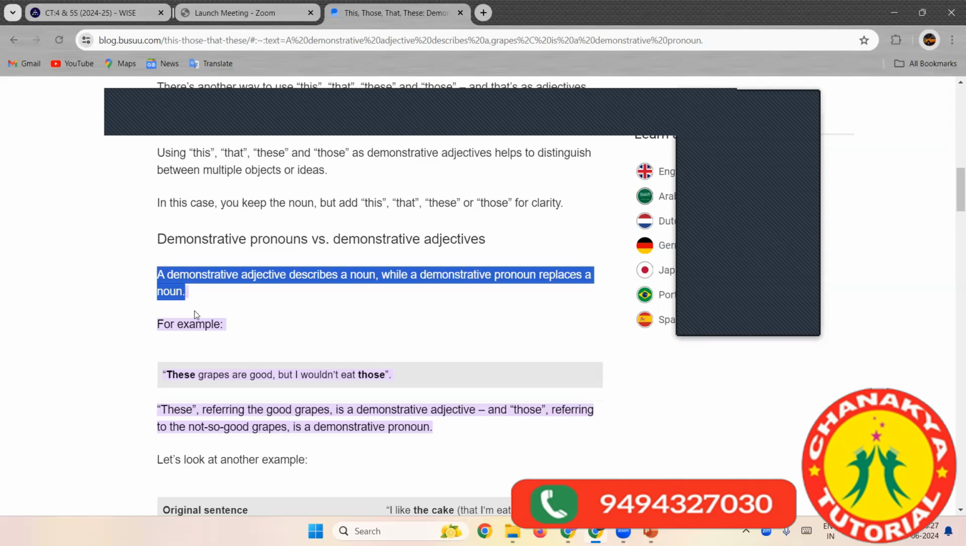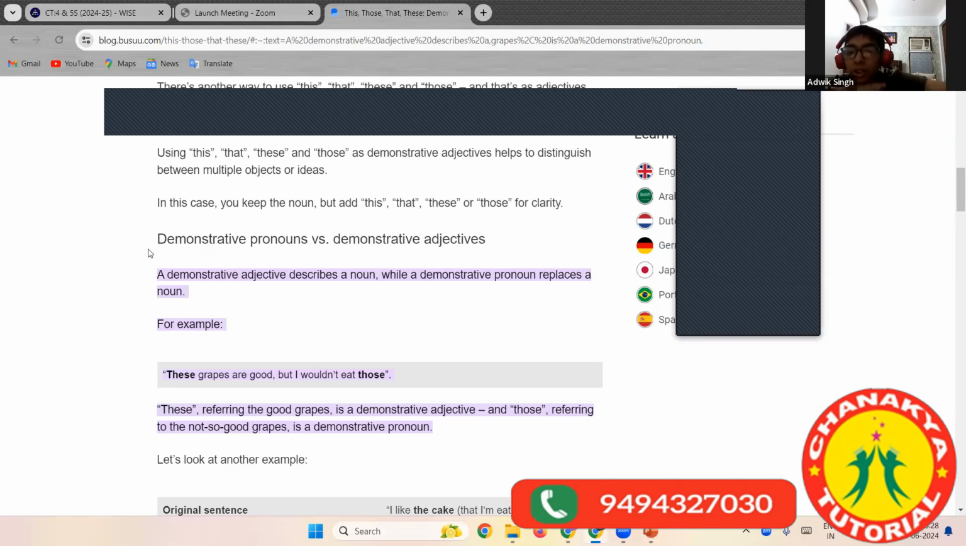The beauty is we are going to use all these four words. These four words are acting both as demonstrative adjective and demonstrative pronoun, but still they are going to contribute different meaning. Correct? Got it?